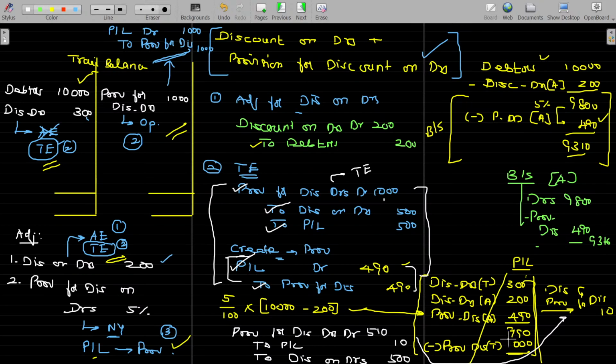Is that clear? So the complete idea will be only these things for three components: bad debt component, discount on debtors component. Discount on creditors component is also the same, but in a reverse way. Yeah, make a note of it.